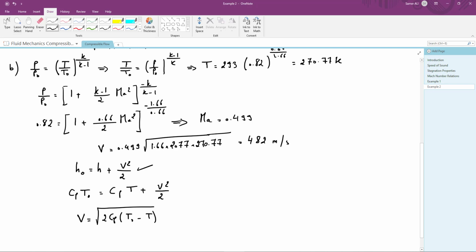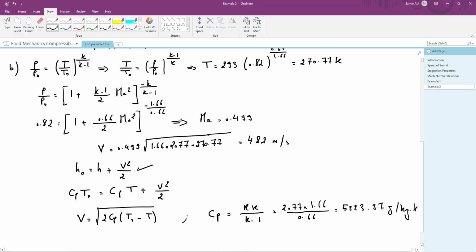Okay, so to find the velocity V here, we need to know the specific heat Cp. And in this problem only K and R are given. So from K and R, we can find Cp, which is R K over K minus 1. So 2077 into K divided by K minus 1, which is equal to 5,223.97 joule per kilogram Kelvin.